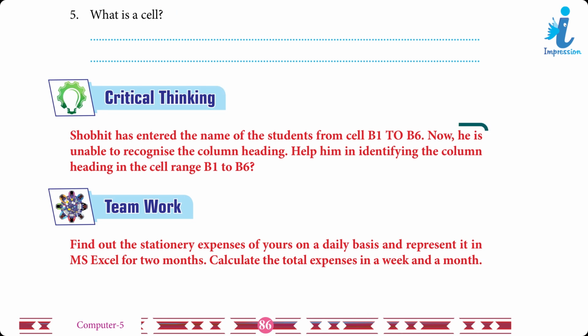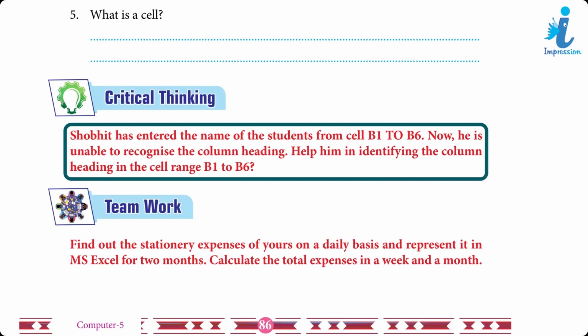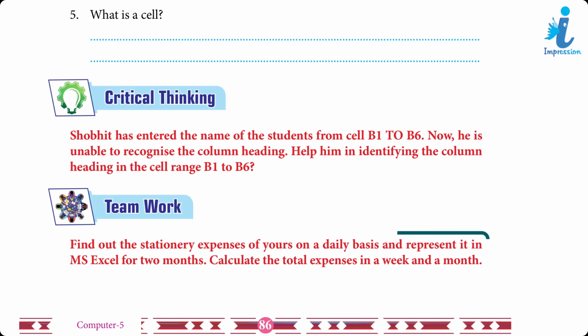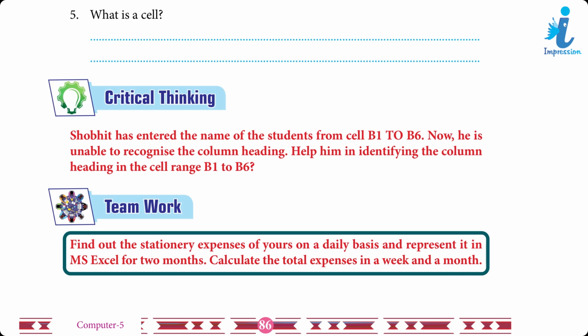Critical thinking. Shobit has entered the name of the student from cell B1 to B6. Now he is unable to recognize the column heading. Help him in identifying the column heading in the cell range B1 to B6. Answer: student will do it themselves. Team work. Find out the stationery expenses of yours on a daily basis and represent it in MS Excel for 2 months. Calculate the total expenses in a week and a month. Answer: student will do it themselves.